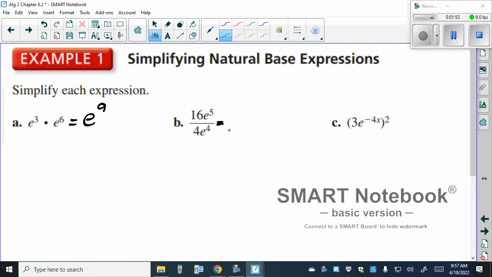We can do the same thing with 16e to the fifth divided by 4e to the fourth. So we can do 16 divided by 4, which is 4, and whenever we have like bases, we subtract the exponents. So 5 minus 4 is 1. So 4e to the first, or we can just say 4e. That's it.